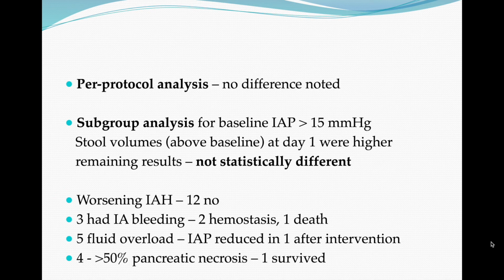So worsening of intra-abdominal hypertension took place in 12 patients. 3 had intra-abdominal bleeding, out of which in 2 hemostasis was achieved and 1 resulted in death. There were 5 fluid overload patients among these 12. IAP was reduced in 1 after intervention. The remaining 4 had more than 50% pancreatic necrosis. Out of those, only 1 survived.